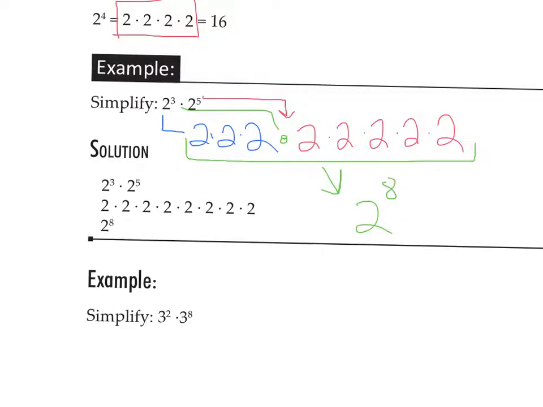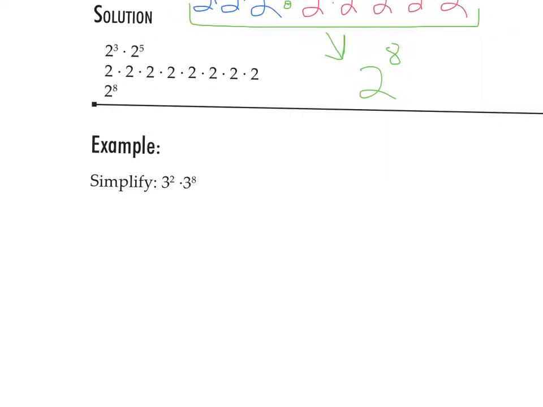So we're going to go down here and do this example. These bases are the same. They're both 3. So the new expression will have a base of 3. The exponents are 2 and 8. So we can just add them together and we get 3 to the 10th power.